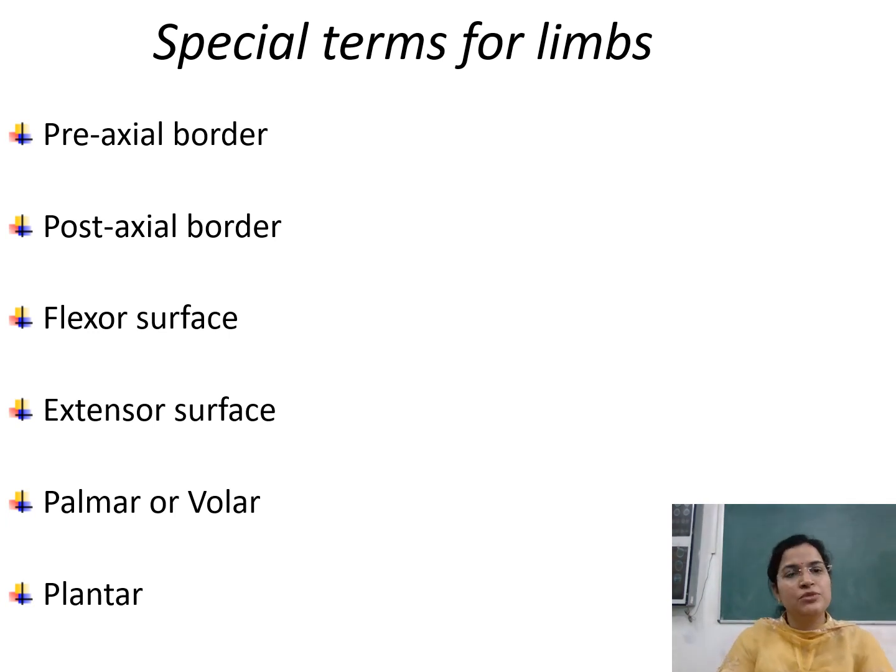So in the case of limbs, the pre-axial border is the lateral border or radial border. So the pre-axial border is the lateral border, or the radial border. The radius is also called the pre-axial bone. But in the lower limb, the pre-axial border is the tibial border or medial border of the leg.